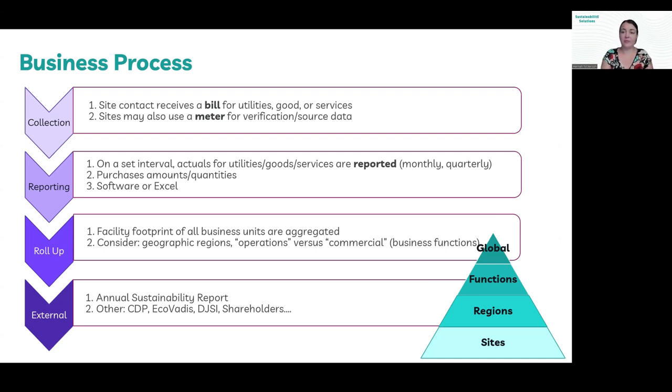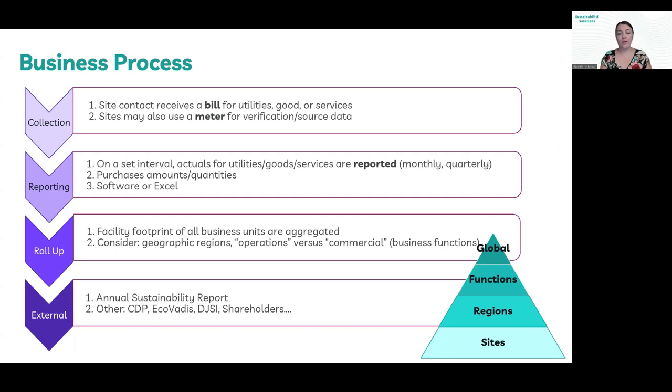Then, as I said before, your scope 1 and 2 footprint are basically your facilities. So depending on how many facilities your company owns, you're going to repeat that process for each facility and then roll that up into a geographic region or a business unit like operations versus commercial. And then all of those facilities and transportation methods within your company are going to get added up, and that will create your global footprint. So the genesis of your global footprint is your individual sites.